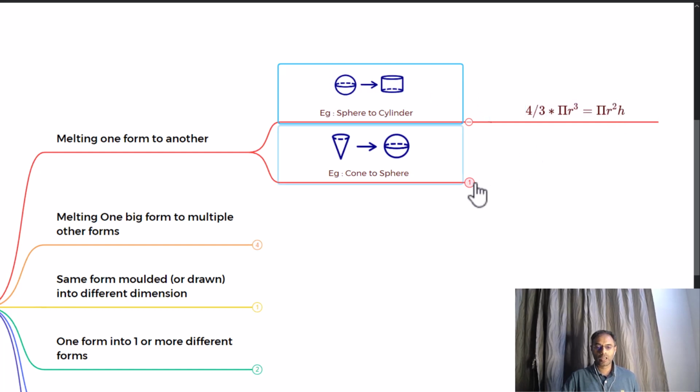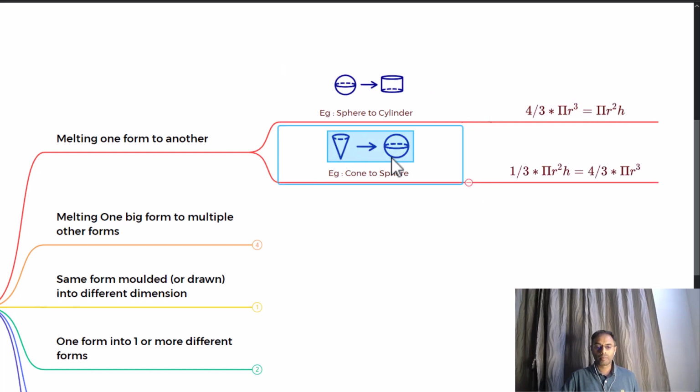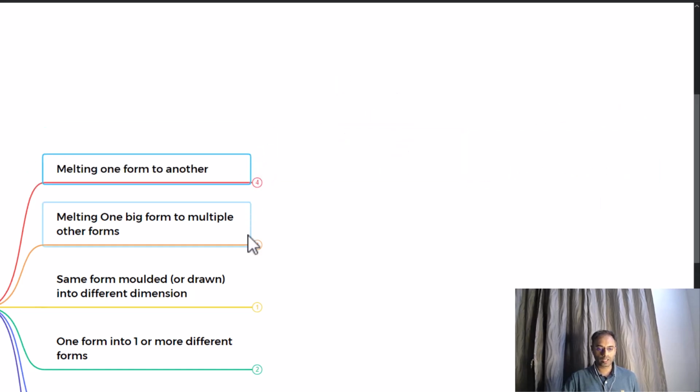So similarly, we would be given a cone, and that is melted to a sphere or any other geometrical shape. All that we have to do is equate the volumes of both the figures, and that's going to be a very simple problem to solve. Right? This is one kind of problem that is most frequently asked.